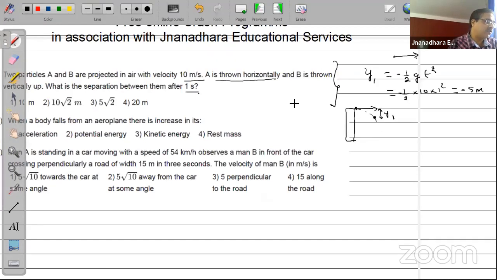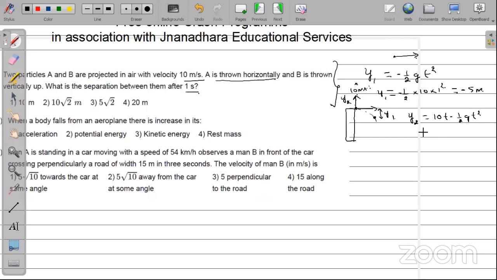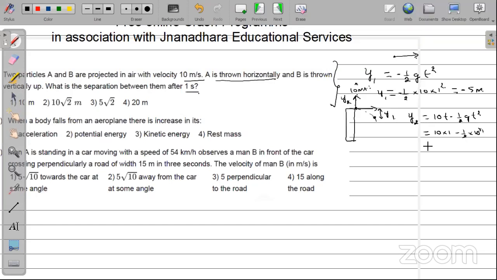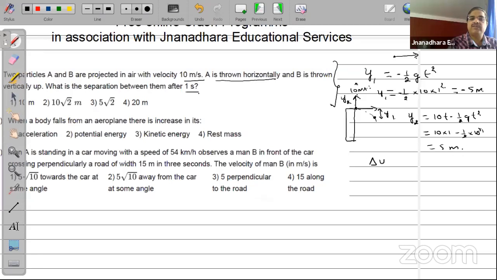Now the other particle is thrown vertically up with the same speed, 10 meters per second. This will keep rising, and the question is what y2 is in 1 second. From 1D motion, y2 will be equal to 10t minus half g t square, which is 10 into 1 minus half into 10 into 1. This turns out to be 5 meters. So what is delta y? Delta y, the separation in y, is y2 minus y1, which is 5 minus of minus 5, equal to 10 meters. Very nice question, I would say. Delta y is 10 meters.